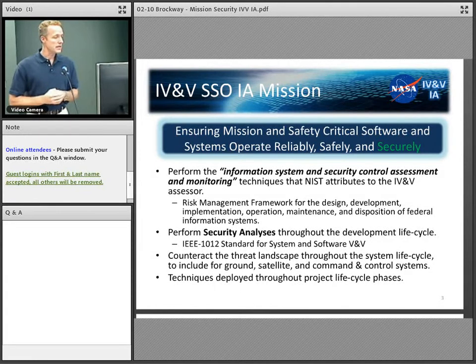We need to have and enable techniques for performing information system security control assessment and monitoring, and that is delegated to that independent IV&V assessor role in the risk management framework, as well as throughout IEEE 1012 for system and software V&V. There are security analyses that are called out, and I'll touch on that again later. And why is that? It's to counteract the threat landscape, and to do that, we need to have some techniques deployed throughout the project lifecycle.